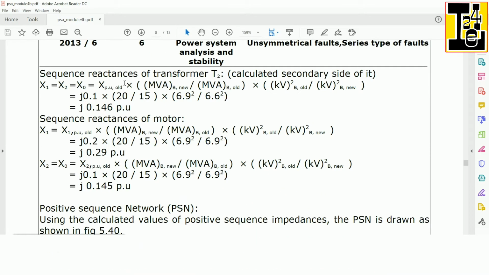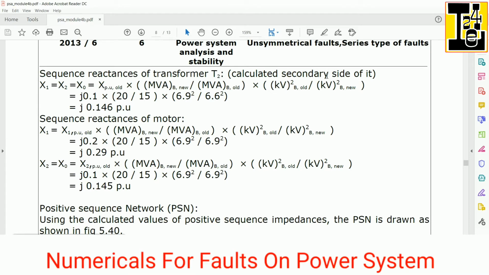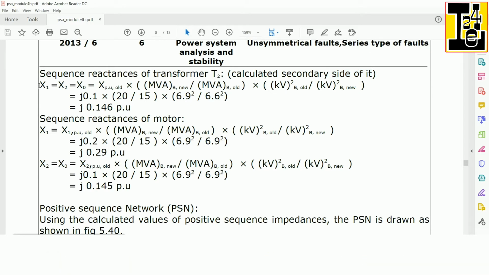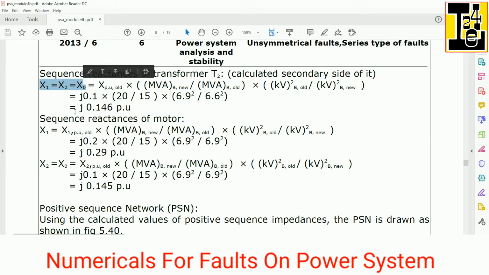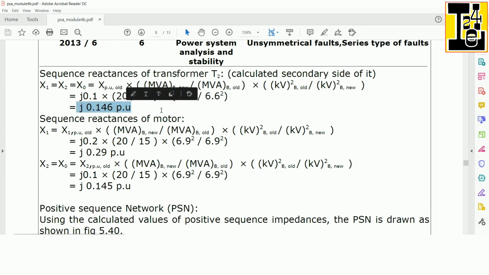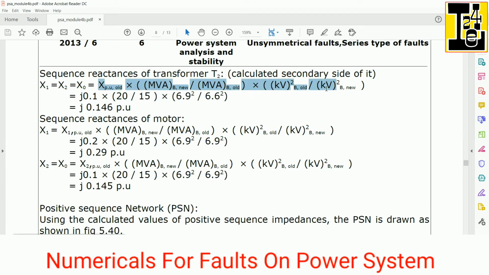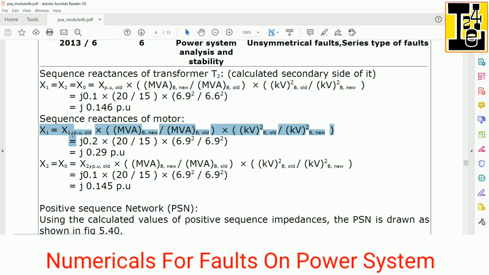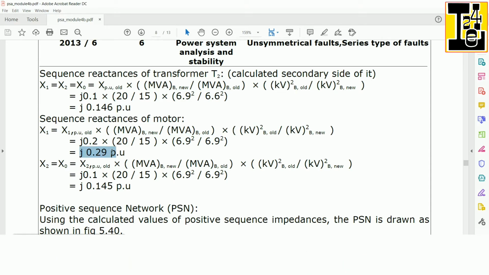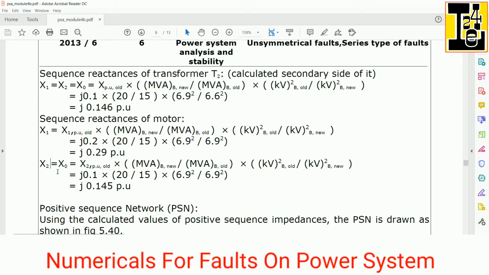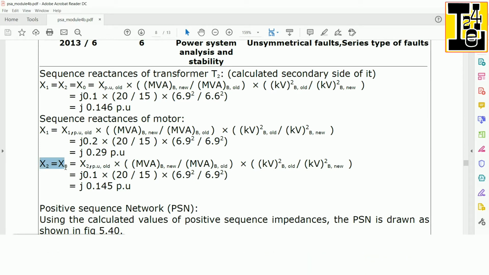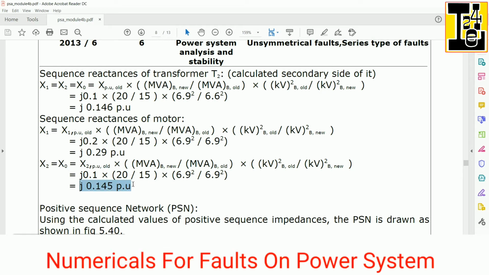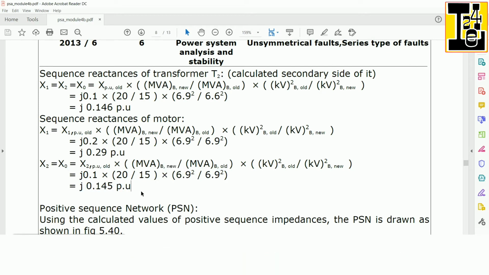Calculating the sequence reactances of the transformer T2, considering the secondary side of it, all the sequence reactances are equal, and we get the value as 0.146 by using this formula. Sequence reactances of the motor: X1 is equal to 0.29 per unit, and X2 and X0 are equal to each other as per the given data. So calculating it, we will get 0.145 per unit.